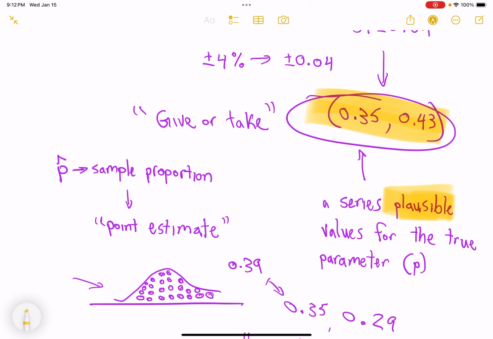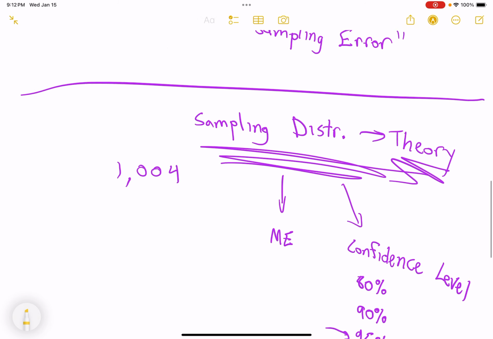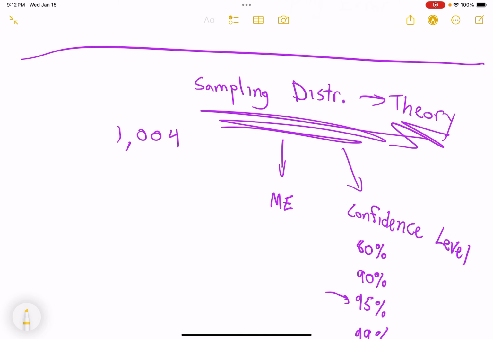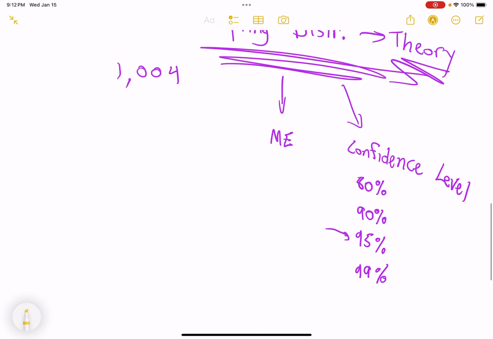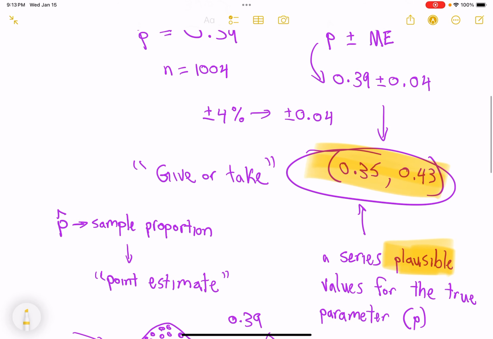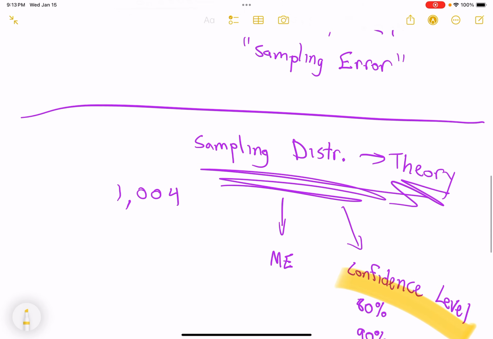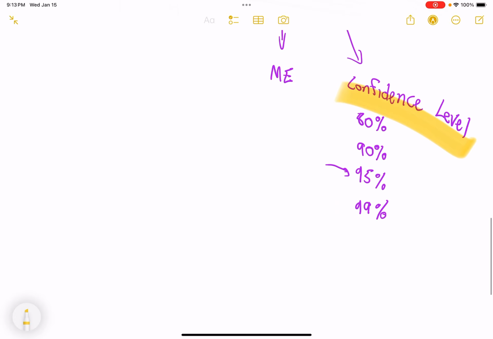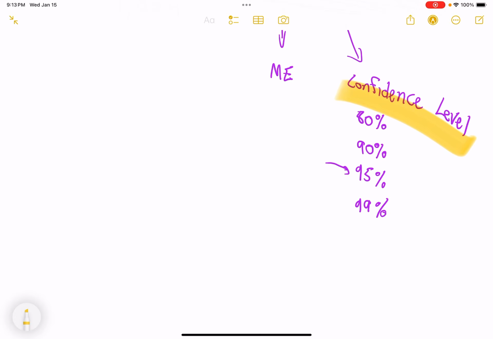So, but let's say that that confidence level was 95% confident. What that would mean is I am 95% confident, right? That's my degree of confidence. That's why we call it a confidence level. That the true population proportion lies between 0.35 and 0.43. And we'll talk in a slide or two about what that kind of confidence truly means, but just have it in the back of your head.